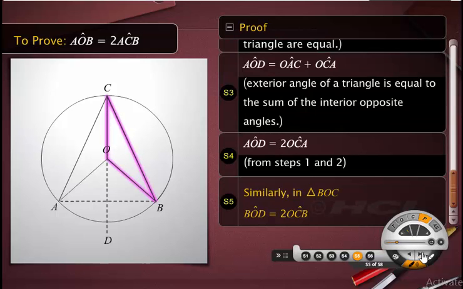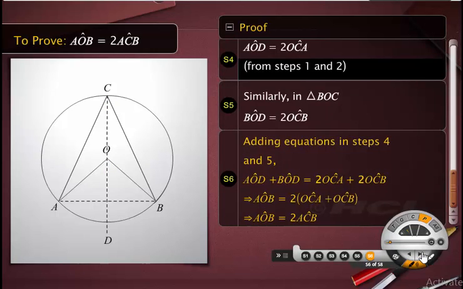Similarly, in triangle BOC, we can prove that the exterior angle BOD is twice angle OCB. Now, on adding the equations, we get the sum of angles AOD and BOD equal to twice the sum of angles OCA and OCB. Observe that angle AOD and BOD form angle AOB, and the sum of angles OCA and OCB is equal to angle ACB. Hence, angle AOB is twice angle ACB.